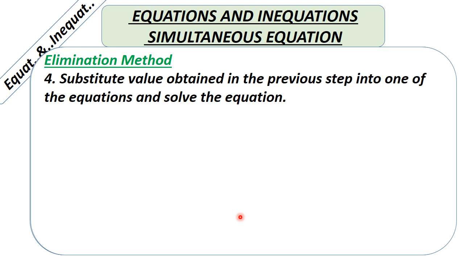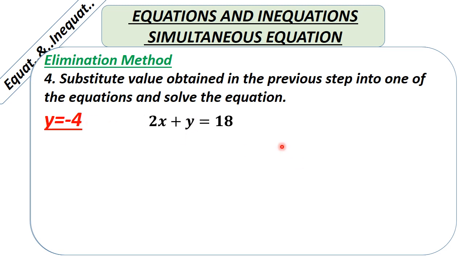Step 4, you substitute the value obtained in the previous step into one of the equations and solve the equation. So the answer that we got, we substitute it into one of the equations. We got negative 4 as the value of y. So I've chosen this equation. Whatever equation you choose, you're going to get the same answer. So 2x plus y is equal to 18. Wherever there's y, I put negative 4.